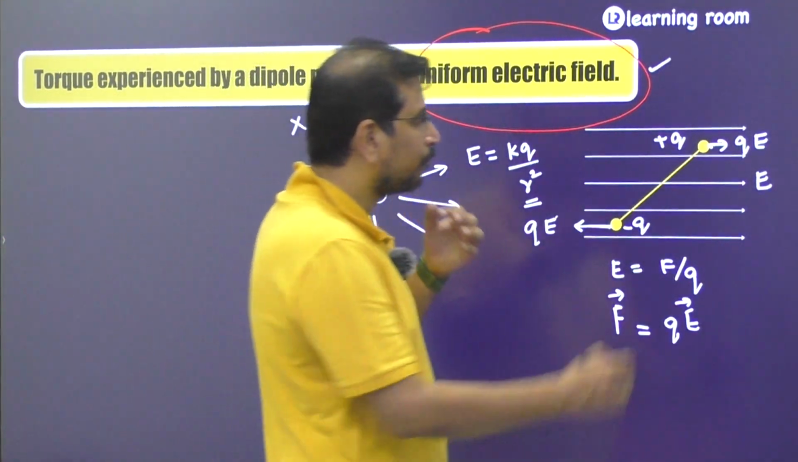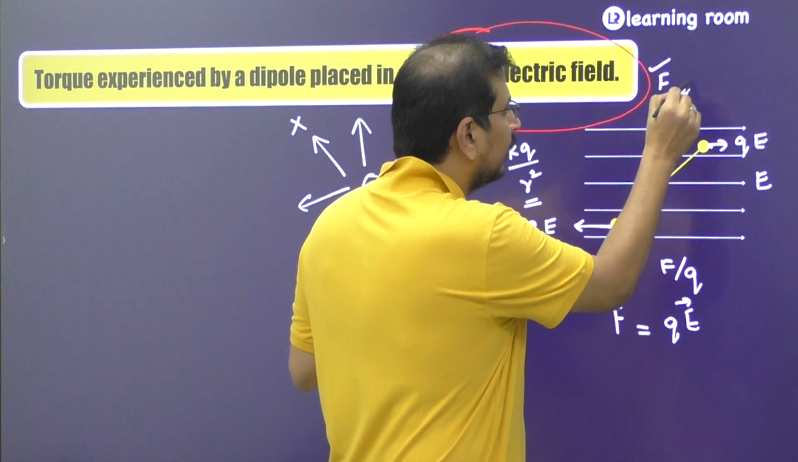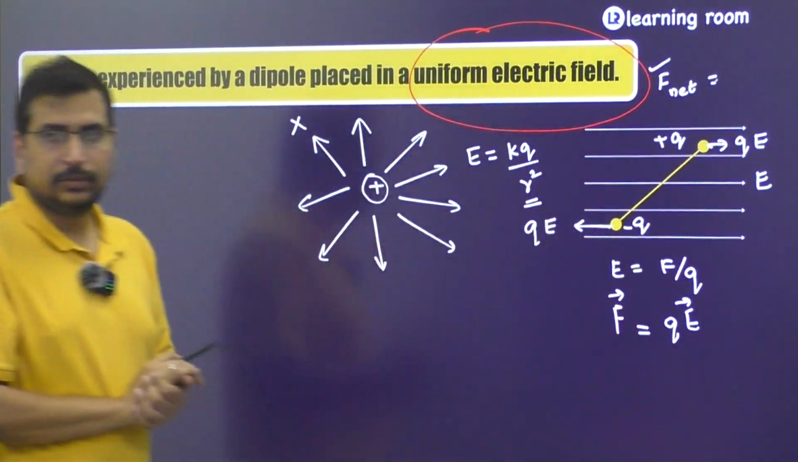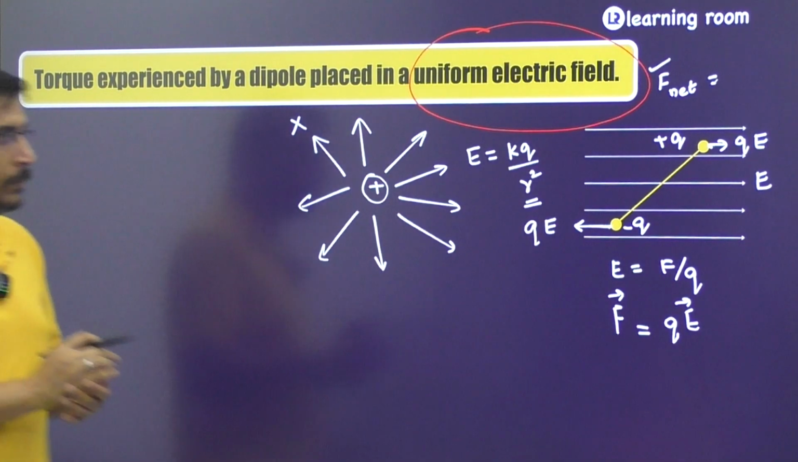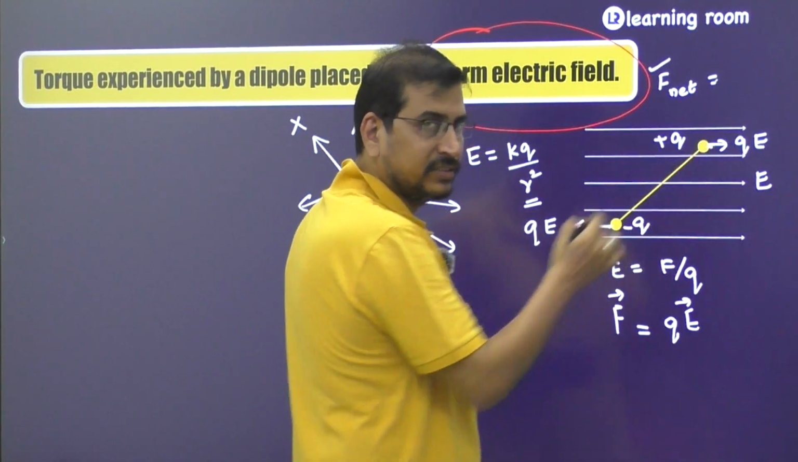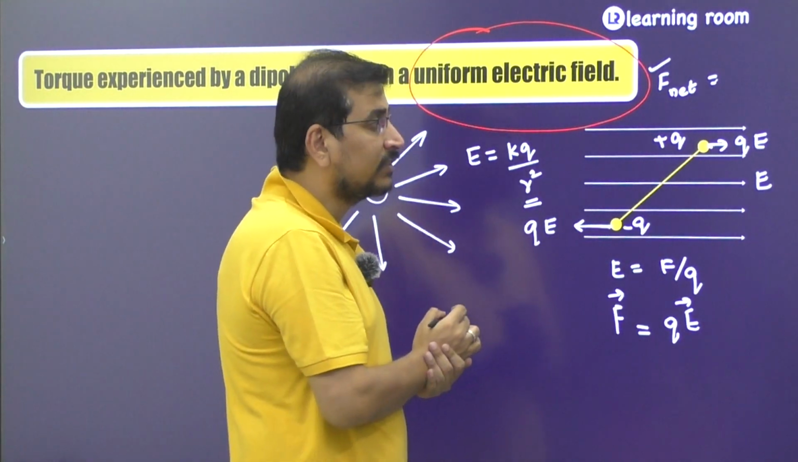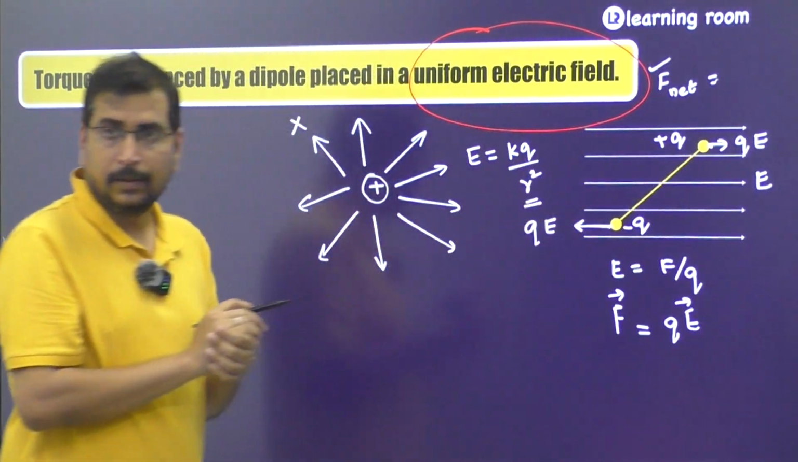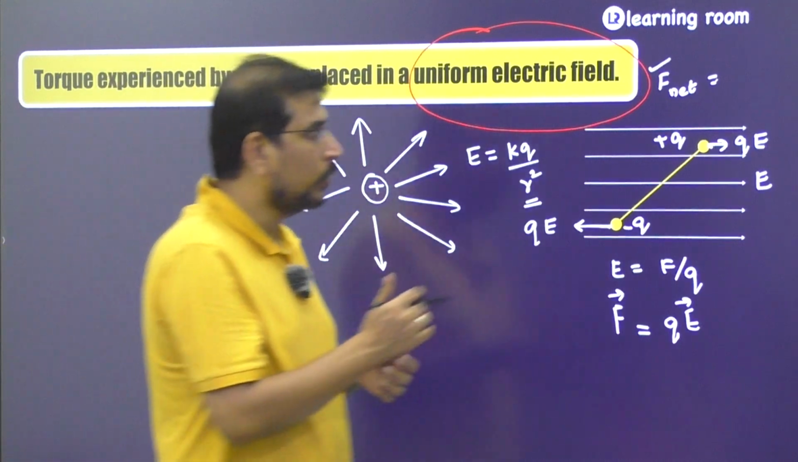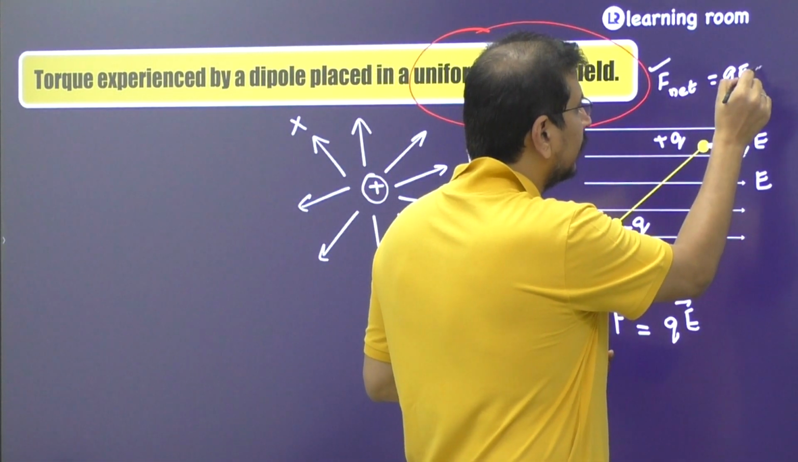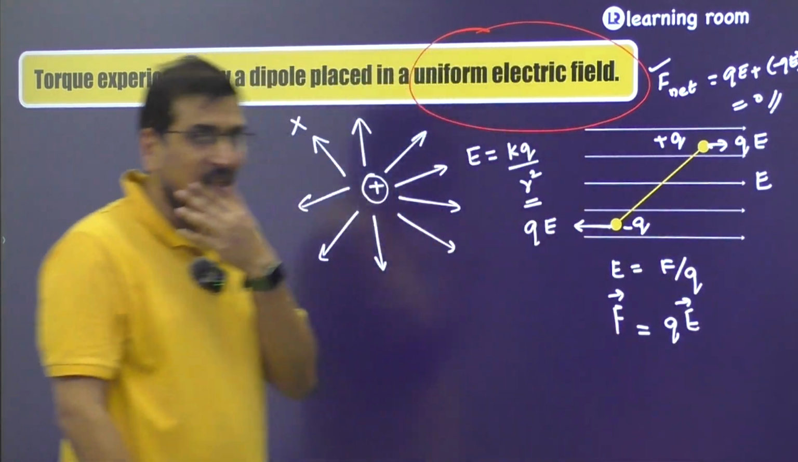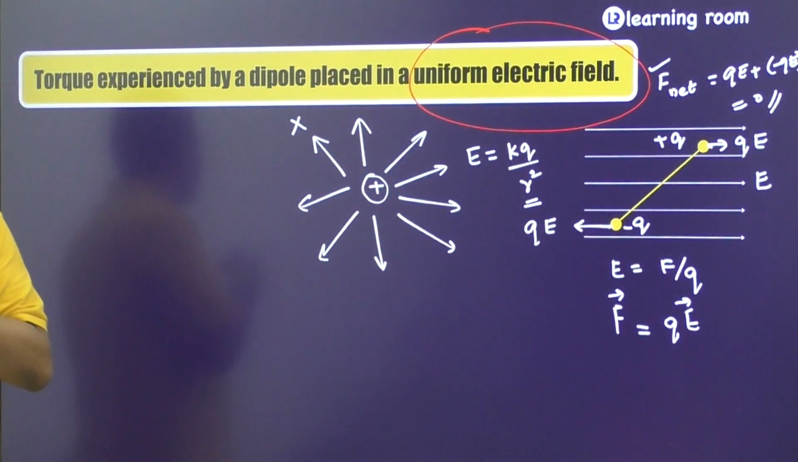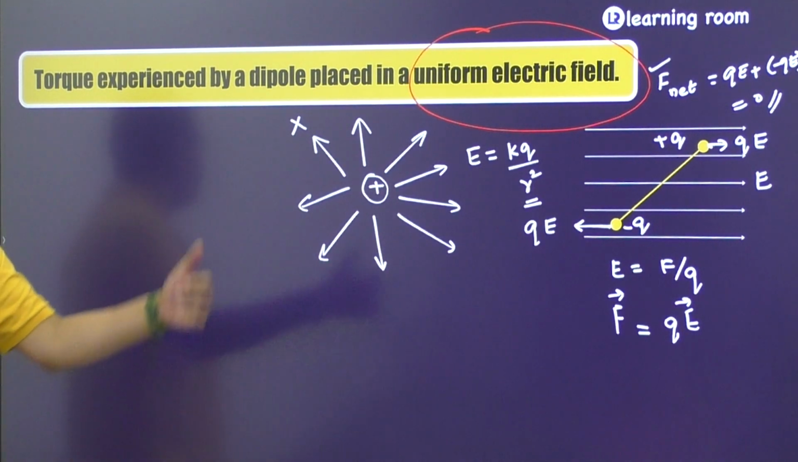Now tell me one thing. What is the net force acting on the system? Why? Because this is acting in the positive x direction, this is acting in the negative x direction, and they have the same magnitude of how much? QE. So QE plus or minus QE will give you a 0. So the net force acting on the system is going to be 0, meaning it will not move at all.